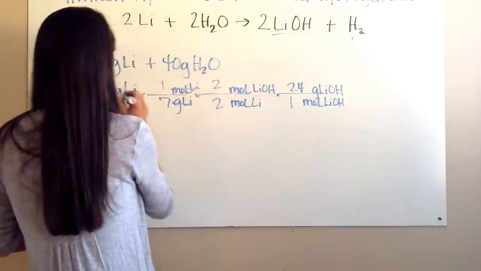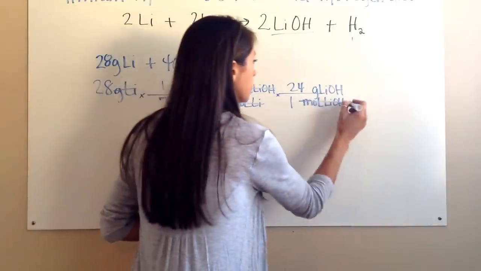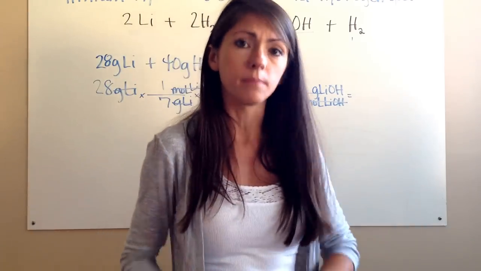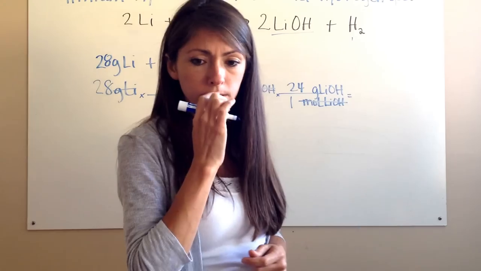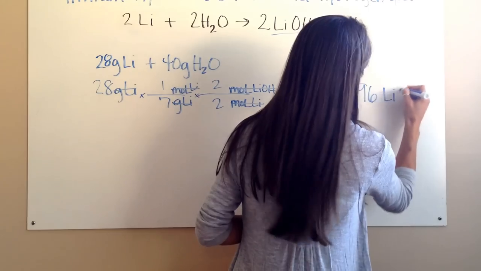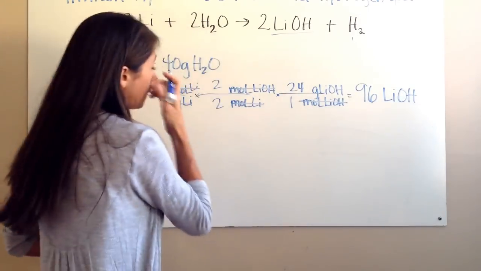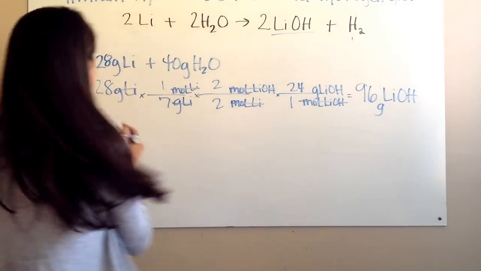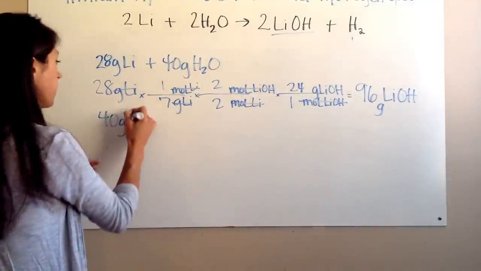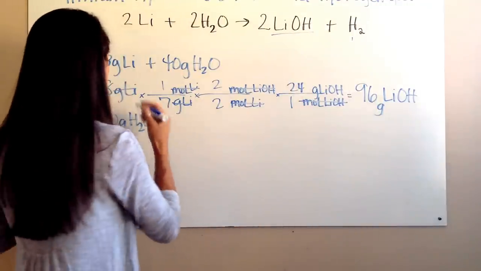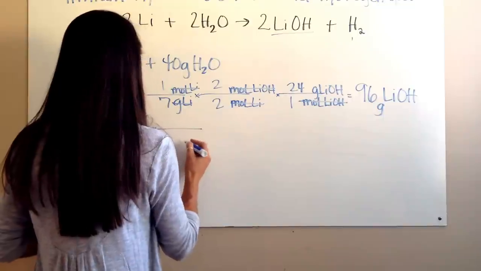Now, let's make sure that we cross out the units that cancel mathematically. So 28 grams of lithium, in theory, should produce 96 grams of lithium hydroxide. That's how much it can produce in theory. Let's see how much in theory the 40 grams of water can produce potentially if we add the Li to it.